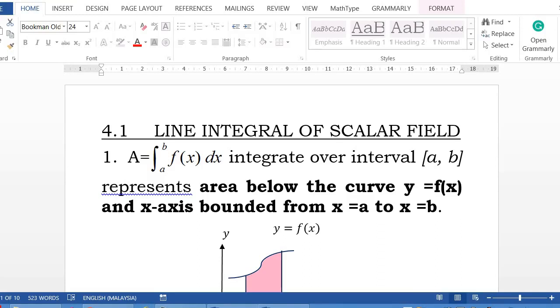Very good day to all of you. Okay, today we are going to learn the line integral of a scalar field.